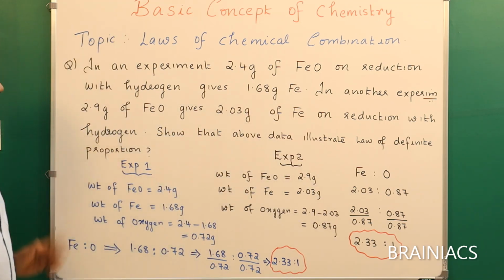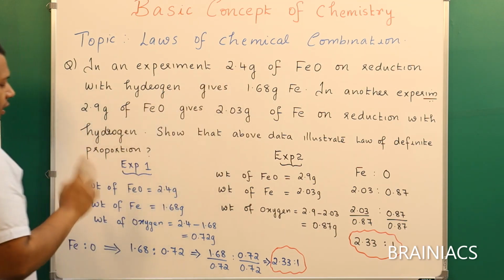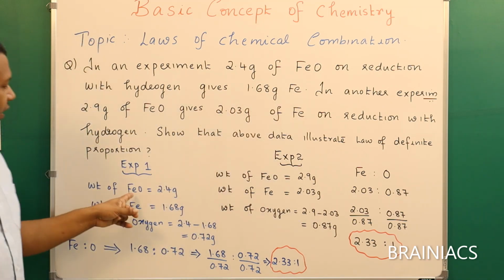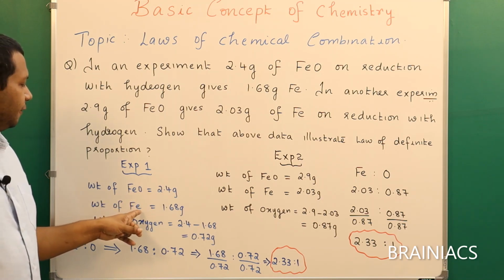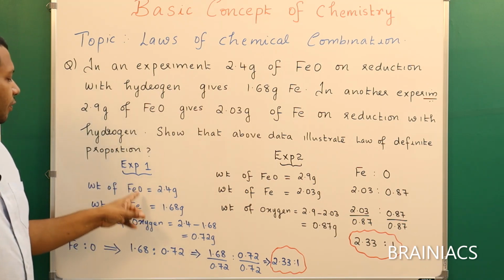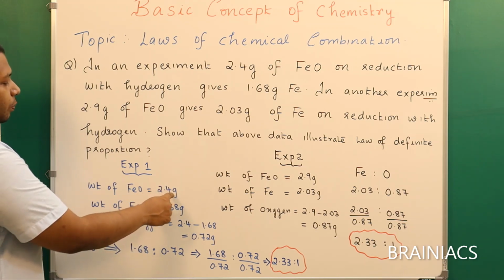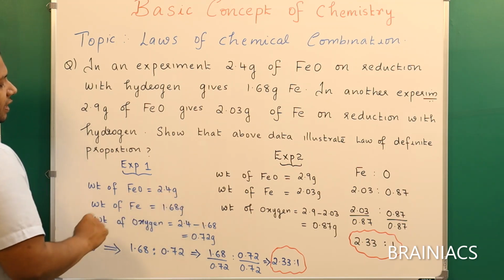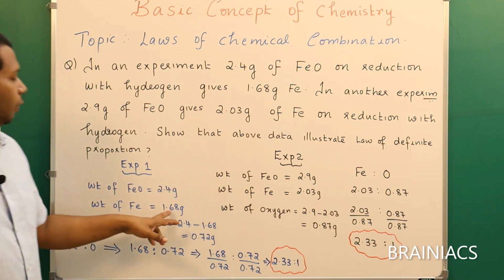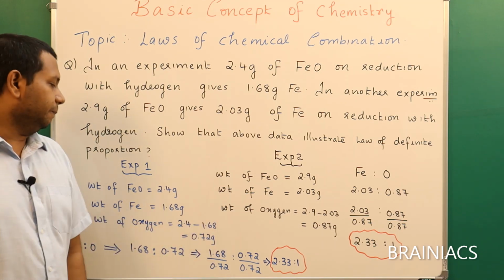Now in experiment 1, what is the weight of iron oxide? 2.4 gram. What is the weight of iron obtained? 1.68 gram. Now I know the weight of FeO and I know the weight of Fe. We will apply the law of conservation of mass and obtain the mass of oxygen. The weight of oxygen will be 2.4 minus 1.68, so 0.72 gram. If you add these two, this will be the mass of iron oxide.